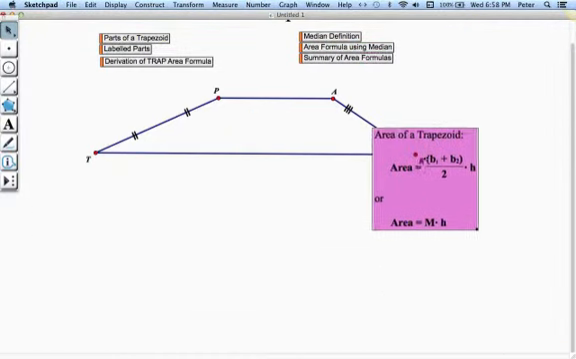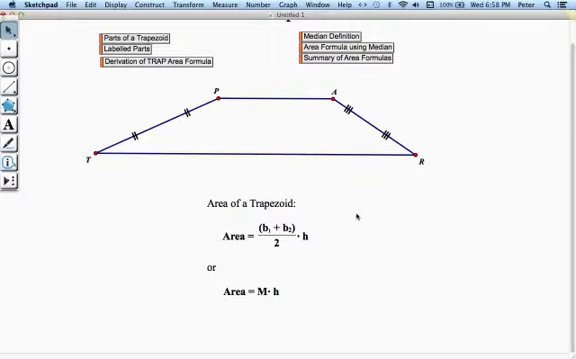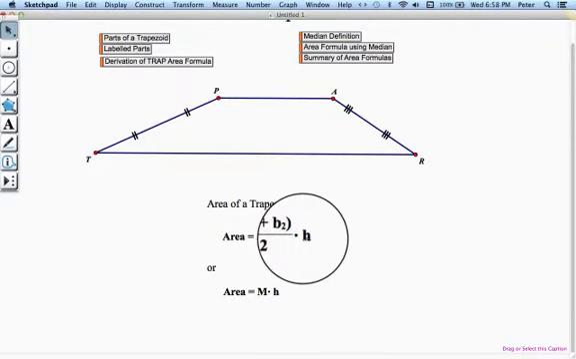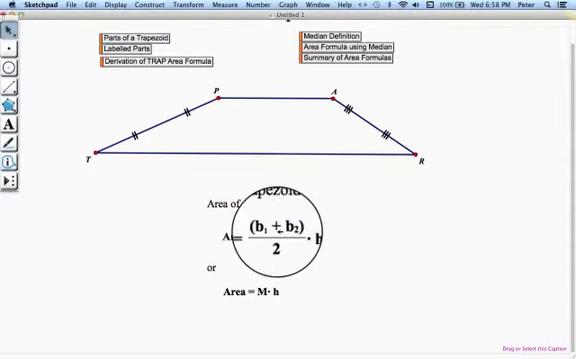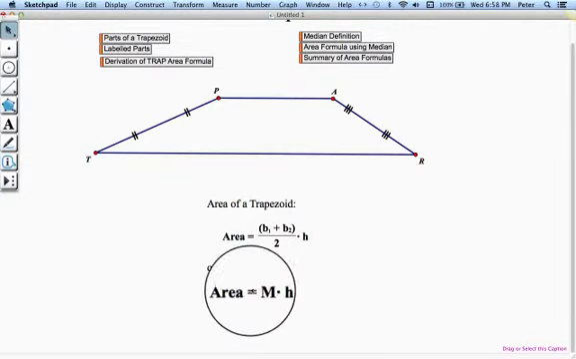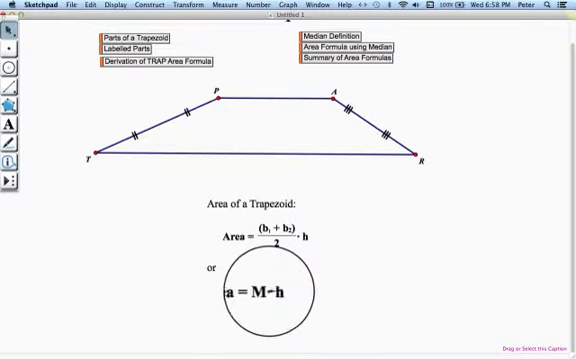The two formulas that I want you to know for the area of a trapezoid are 1/2 (b1 plus b2) times h, or you can write it as (b1 plus b2) over 2 times h. And then the other formula, its total equivalent, is m times h, which is median times h, because the median does equal (b1 plus b2) over 2.